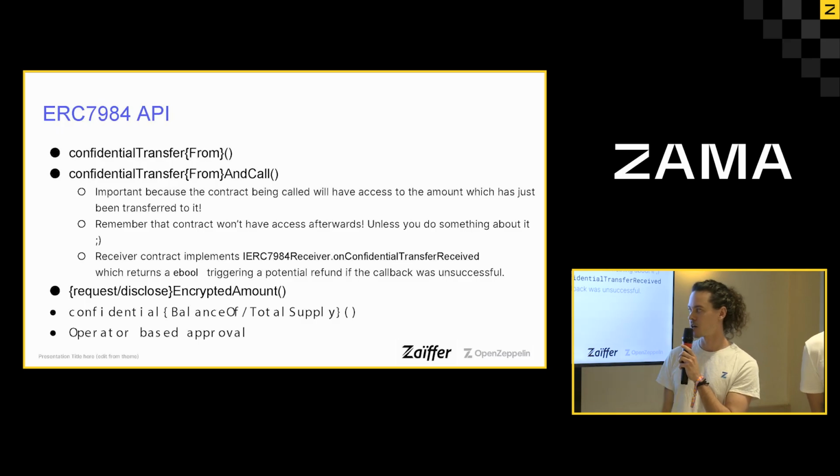There's also, of course, your confidential balance of, confidential total supply. These will assume that whoever's calling them has allowance permissions. And there is operator-based approval. So this is like approve in ERC-20, except it doesn't include any amounts. It's just saying that somebody has the ability to modify your account. And that's by design. Again, if we included amounts, that would reveal some information about the current balance of the account in question.